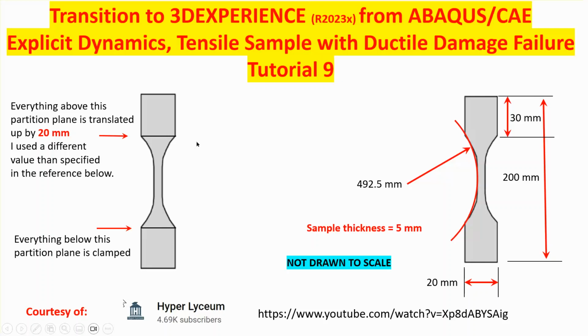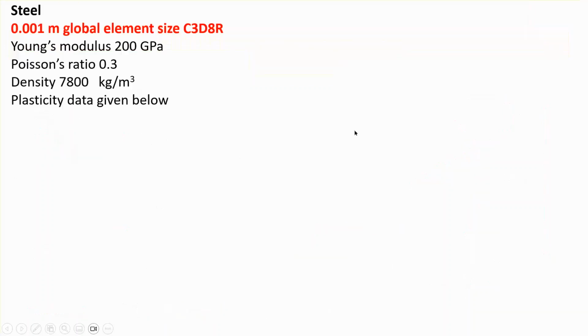Now, there are some differences, and I'll mention them as I go along. For example, in this reference, the displacement is 5 millimeters, but when I did that, I did not get any damage which causes separation of the two pieces. The material properties are given here, and I am using linear brick elements with reduced integration. That reference actually uses full integration.